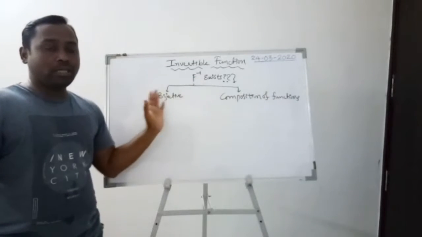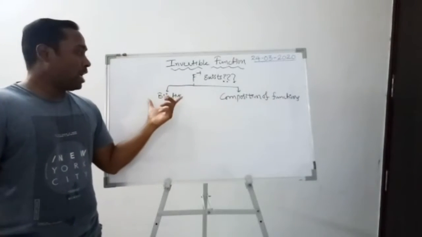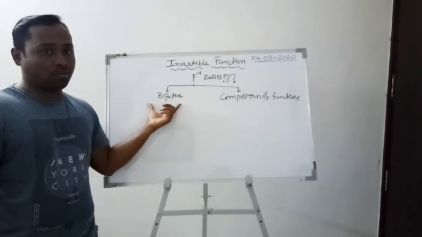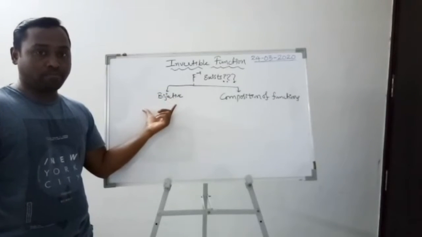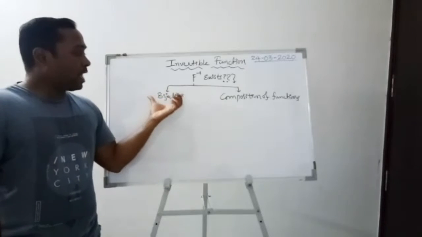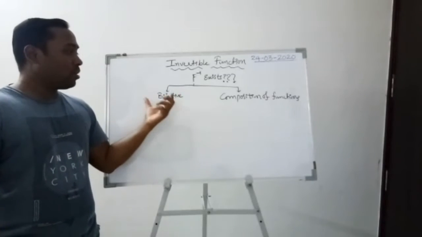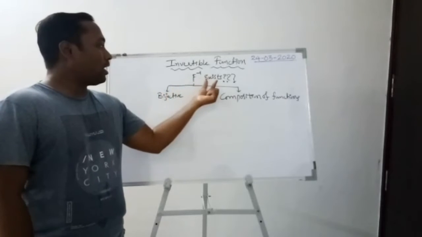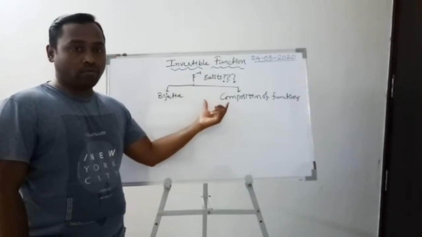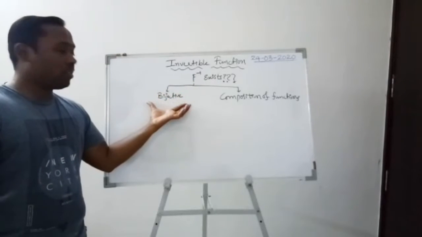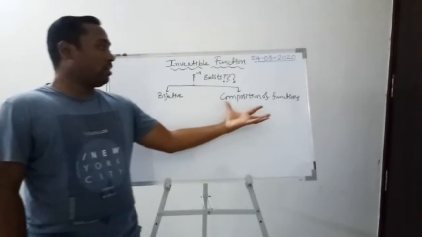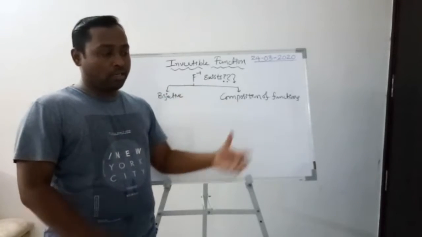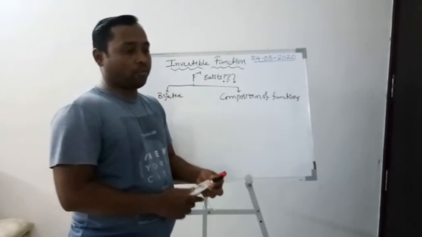To understand this, first I will take the traditional method to find whether a function is invertible or not, using the bijective method. For that I am taking one question where we will find the existence of the inverse of the function, first with the bijective method, and second by using the composition of functions method. So let's take the question first.